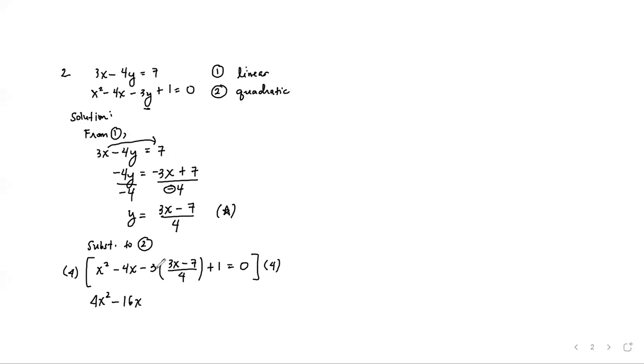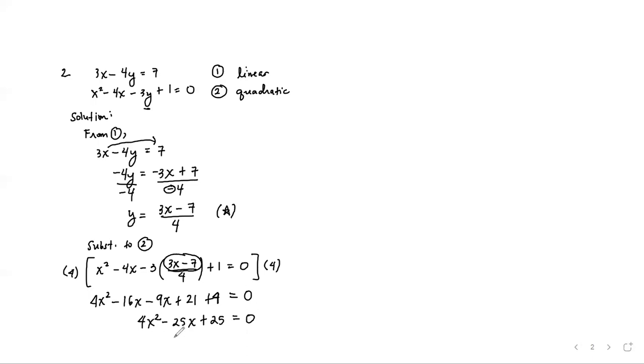So that means negative 3 here will be distributed to 3x minus 7. So that will be negative 9x plus 21, and then we have plus 1 equals 0. Now, adding like terms here, we get 4x squared, and then negative 16x minus 9x is negative 25x, and then 21 plus 1 is, I'm sorry, this should be 4. Okay, sorry for the error. So this should be 4. So 21 plus 4 is plus 25 equals 0.